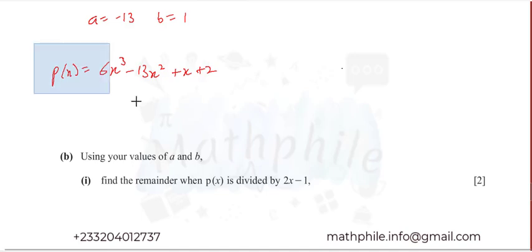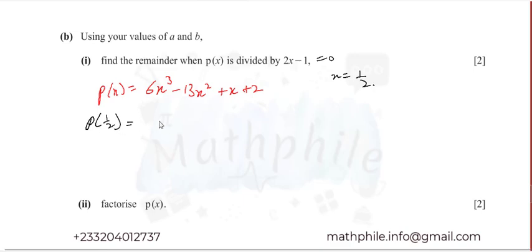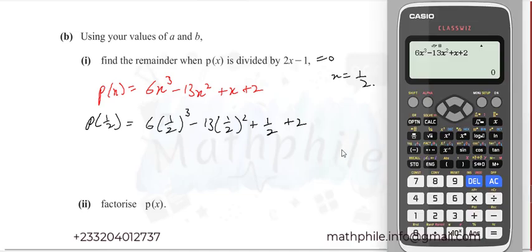So let's take this polynomial function. We're told to find the remainder when 2x minus 1 divides this. So we first equate 2x minus 1 to 0 and solve for x equals 1 over 2. We then find p of 1 over 2, which is going to be 6 of 1 over 2 cubed minus 13 of 1 over 2 squared plus 1 over 2 plus 2. So calc again. 1 over 2. That gives you 0.